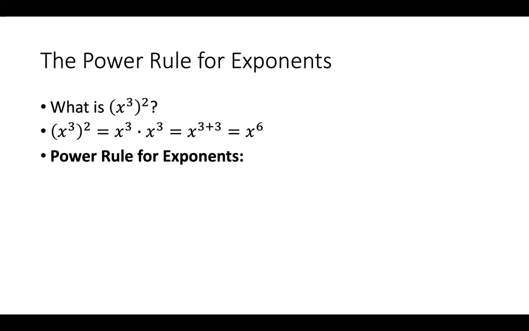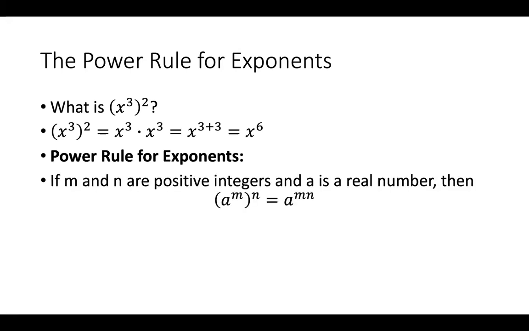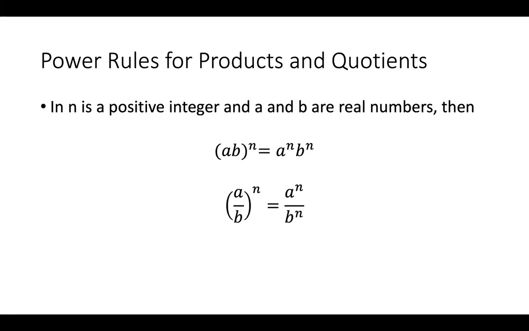All right, so the rule for simplifying these exponents is that you multiply the exponents. If you have positive integers m and n and a real number a, then the nth power of a to the m is equal to a to the power m times n. All right, and we will look at examples using all these rules in just a little bit.